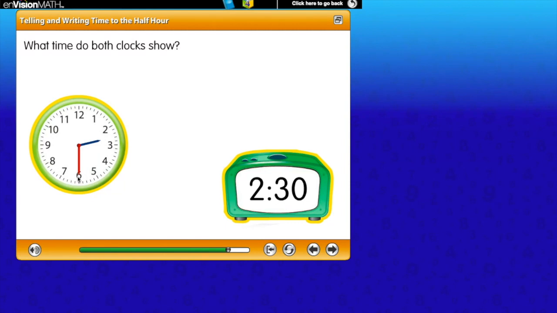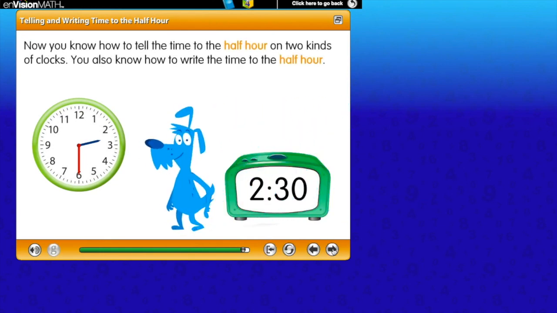And our minute hand is at the 6, which we now know is half past the hour, also known as a half hour or 30 minutes. So both clocks show the same time in two different ways. They both show that the time is 2:30. Now you know how to tell the time to the half hour on two kinds of clocks.